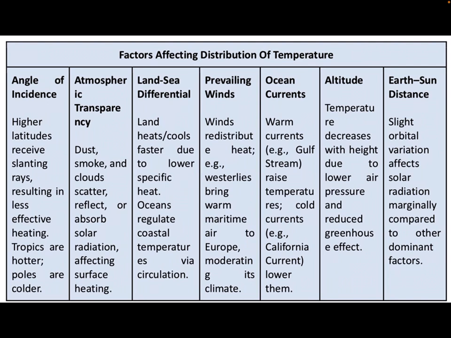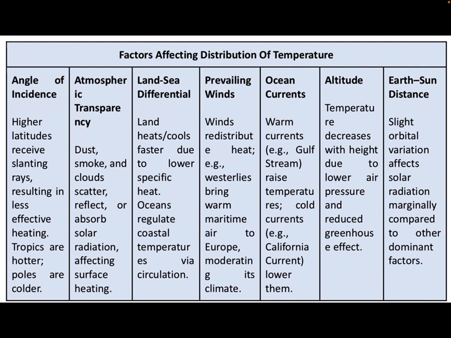The first thing is latitude. At the equator, or 0 degree latitude, there is a high level of insolation, and at 90 degrees there is a low level of insolation. So latitude is one of the factors which affects the distribution of temperature, because high insolation results in high temperature and low insolation results in low temperature. The next factor is altitude.